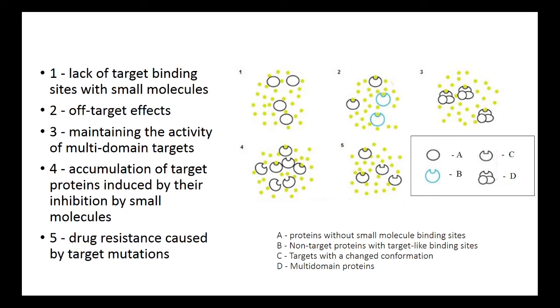Situation number 3. Here you can see that proteins do not have one domain, they have 3 parts, and all 3 parts have some effect for cells. We can block one effect, but the second and third will work and will not give an effect for treatment.